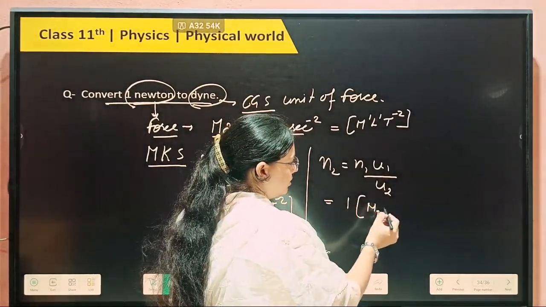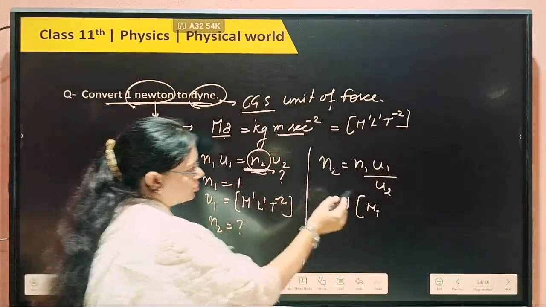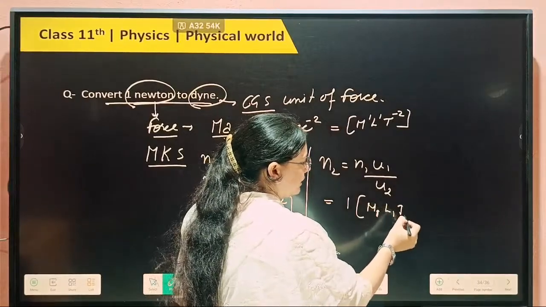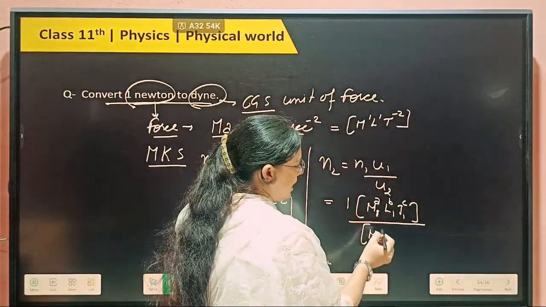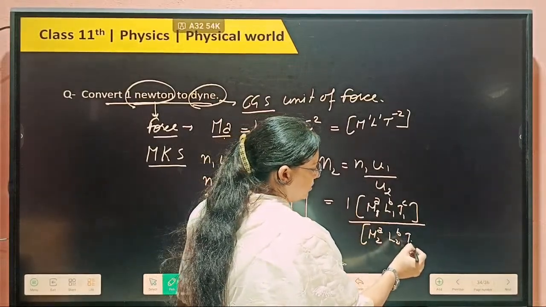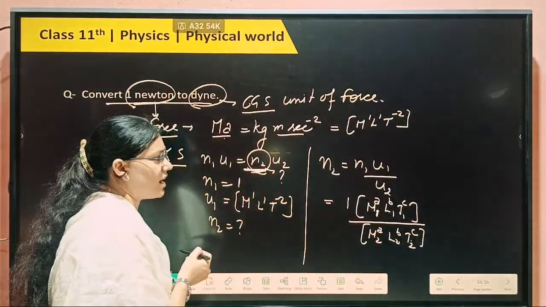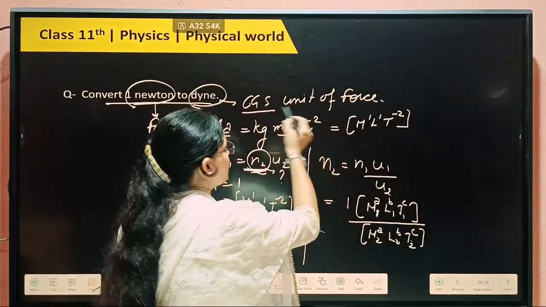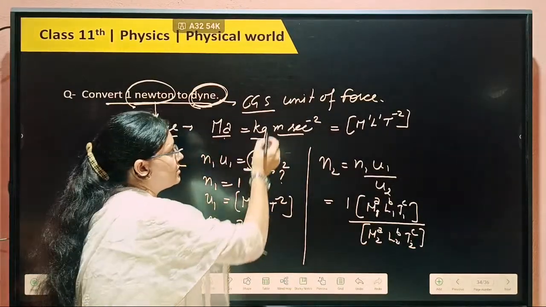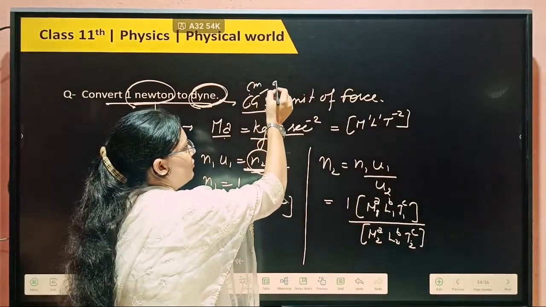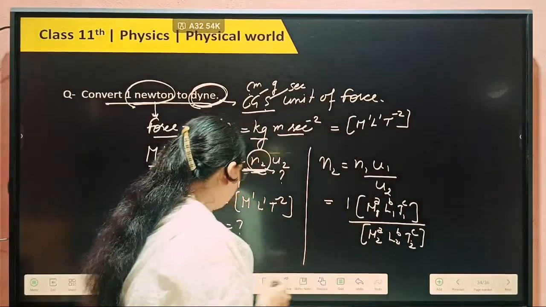And u1 we can write as m1 l1 t1, and u2 you have to find out. Divide by m2 to the power a, l2 to the power b, and t2 to the power c, like this. Clear? Now we know u1, which is the Newton, and this you have to convert into dyne. In CGS units it will be centimeter. C stands for centimeter, G stands for gram, S stands for second. So we want to convert into that form.